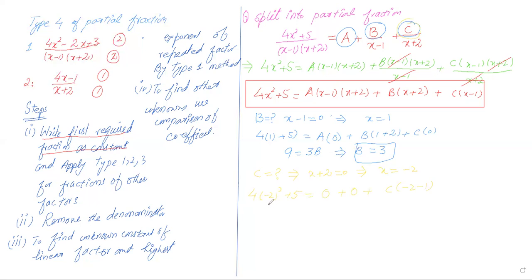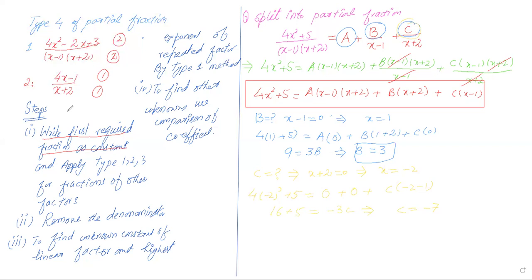Whenever you have to simplify, first of all, you have to remove the brackets. The first one is having the square, so -2 squared becomes 4. 4 fours are 16, plus 5, and it becomes -3C. After addition, subtraction, multiplication and division, I will get the answer of C. That will be -7, because 16 plus 5 becomes 21, and 21 divided by -3 becomes -7.